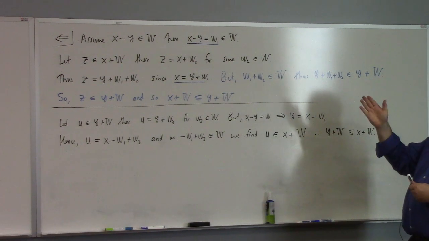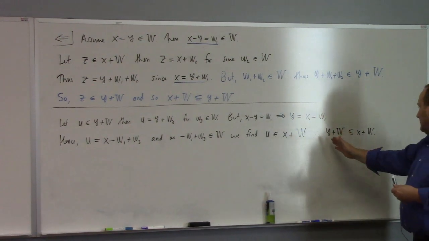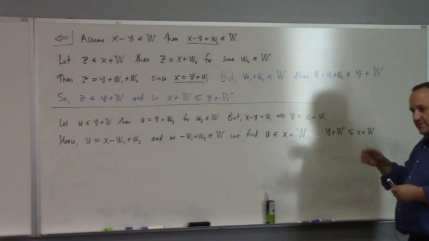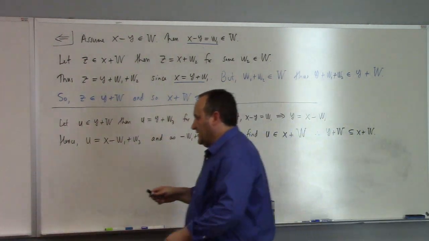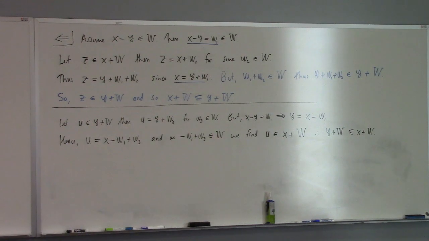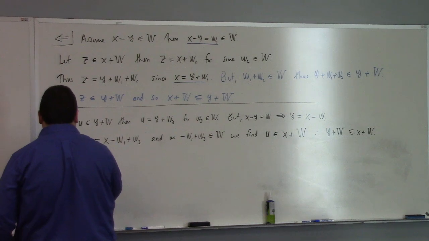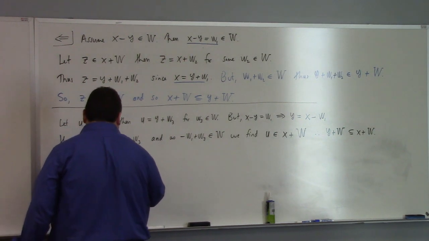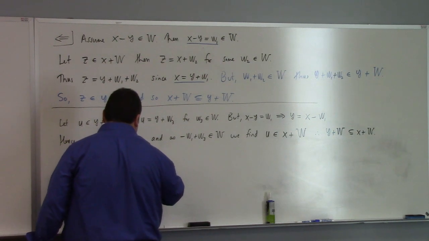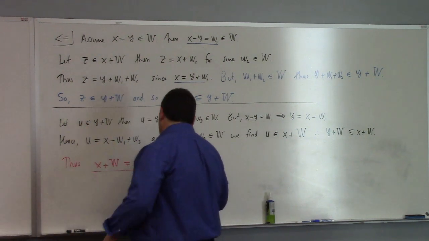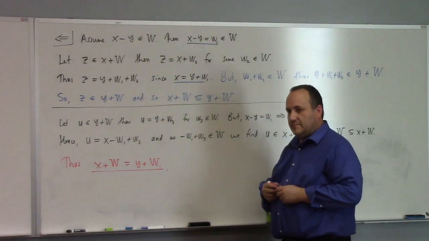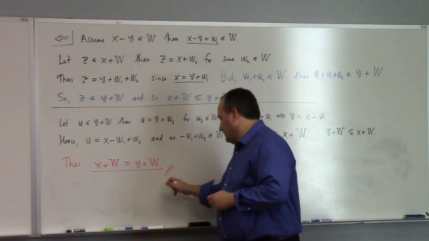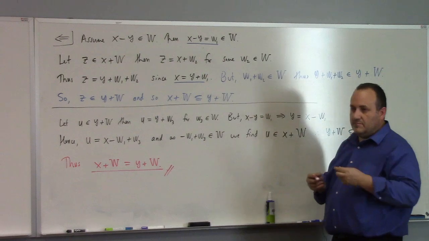So we've showed that one is a subset of the other, and the other is a subset of the first, both are subsets of each other. Consequently, we get equality of the cosets. Thus, x plus W equals y plus W. Yay! Done, right? Any questions?